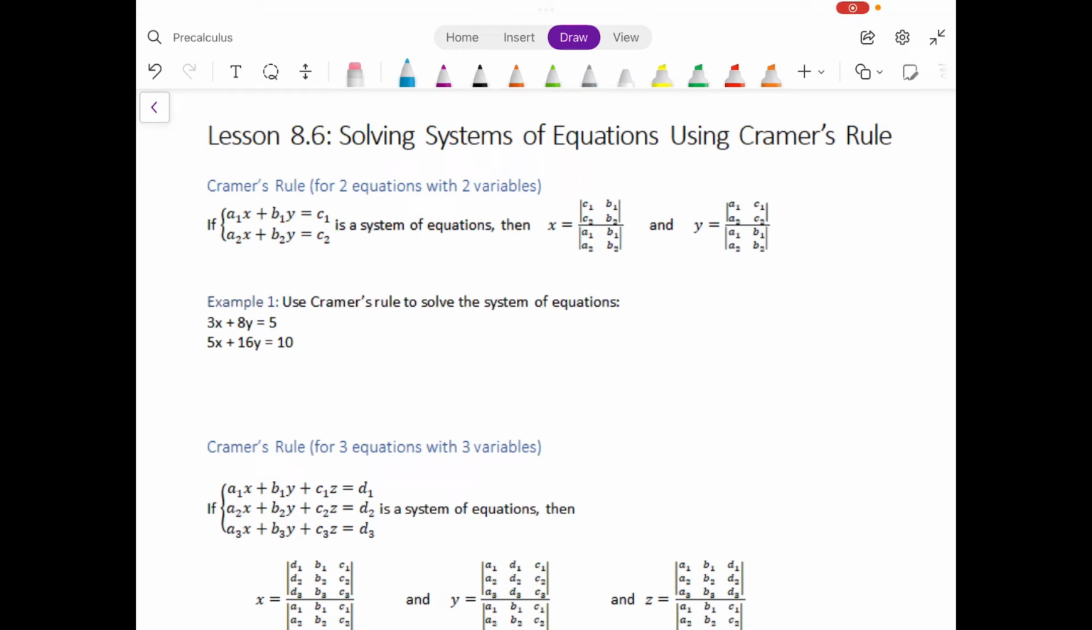Lesson 8.6, we're going to learn to solve systems by using what's called Cramer's rule. We actually just jump right into it. We're going to use Cramer's rule to solve both 2 by 2 matrices and 3 by 3 matrices.